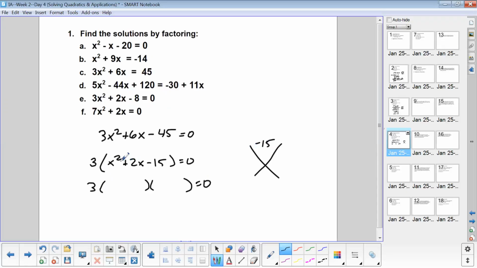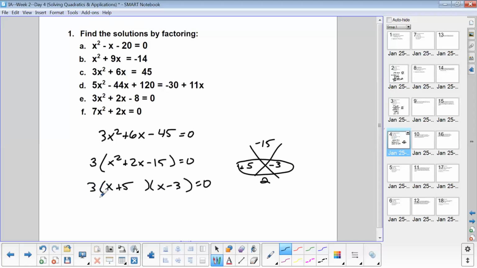So when I take 1 times -15, I've got -15, and it has to add to 2. So that would be 5 and 3, and that will be a +5 and a -3. And since A is 1, I have these factors I can use, x plus 5 and x minus 3.